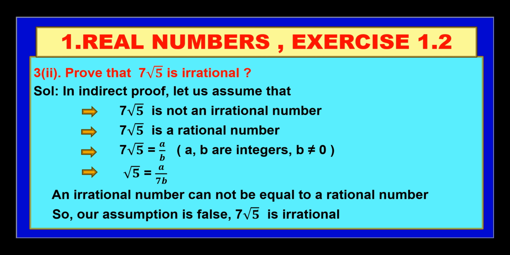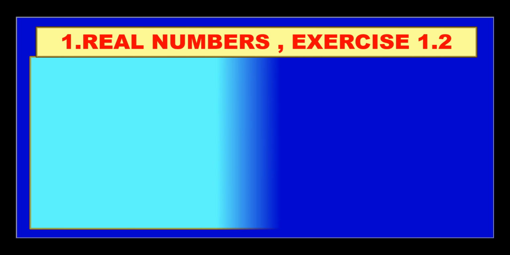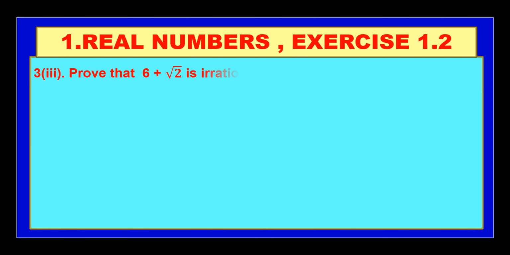Is it clear? Good. Now, let us go to the third bit of the third question. The chapter Real Numbers, Exercise 1.2, question number 3, third bit. Dear students, here we have to prove that 6 plus root 2 is an irrational number. How can you prove it? What type of method will we adopt now? Okay, good students. We have to use the indirect proof method.